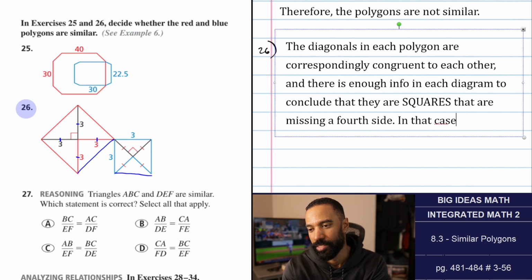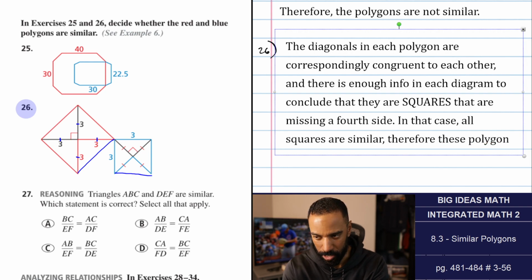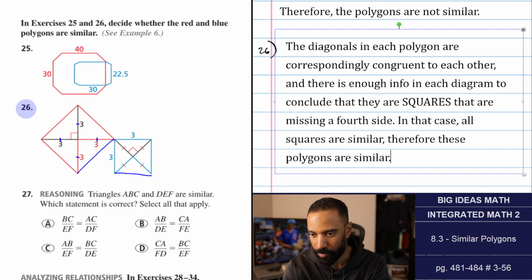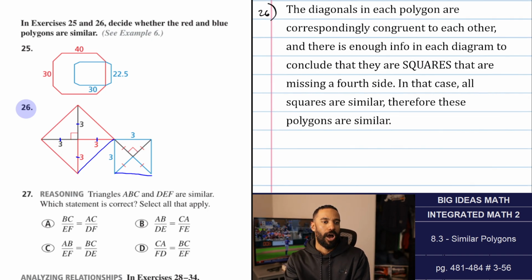In that case, all squares are similar. Therefore, these polygons are similar, especially since they're both missing one side. If one had one of those sides, well, then they're not similar anymore. They'd have different things. Okay, number 27, reasoning.